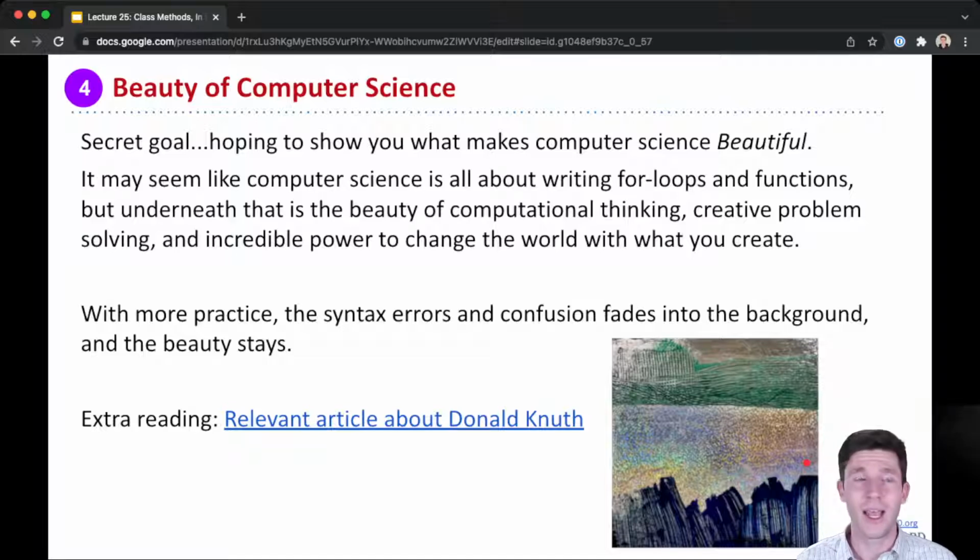And especially as you start to get comfortable with this language and begin to express yourself and build things, you can really have an impact on the world around you with what you're building. And so I write this here and I'll read it out loud: with more practice, as you take more computer science classes and code more on your own, those syntax errors and confusion fade into the background. And the thing that's left is just beauty, just expression of problem solving.